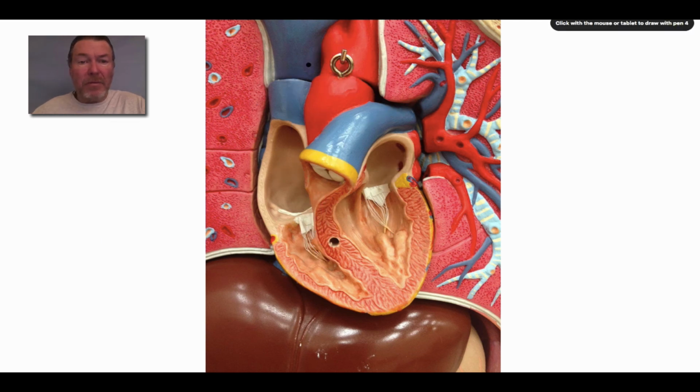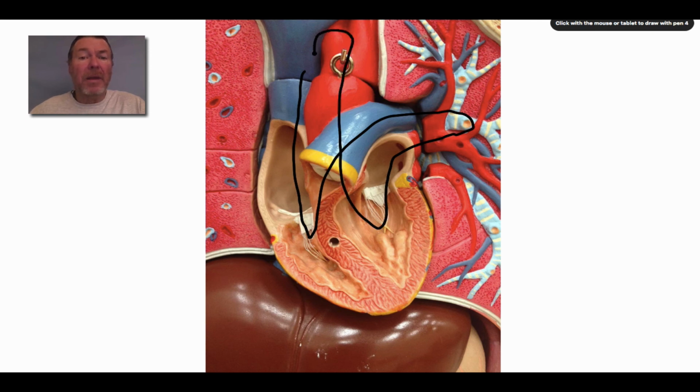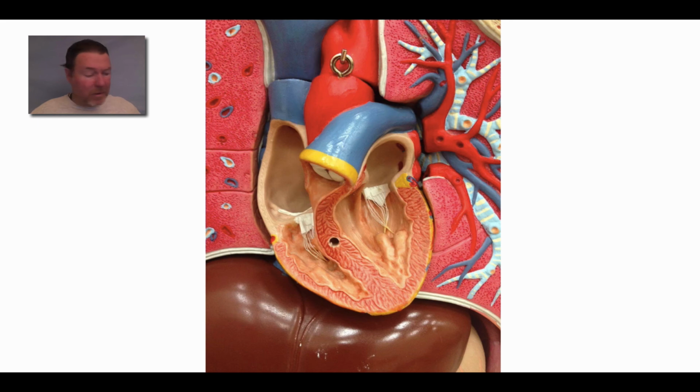Again, it comes from the body, right atrium, right ventricle, out to the lungs, where it picks up the oxygen and gets rid of the carbon dioxide, then left atrium, left ventricle, goes out to the aorta, and back into the vena cava. That's the circulatory system.